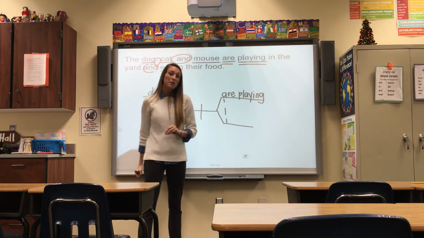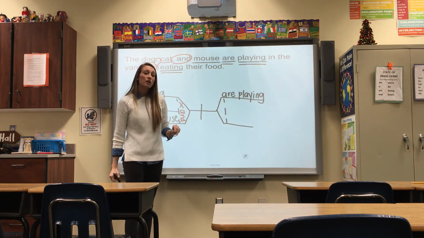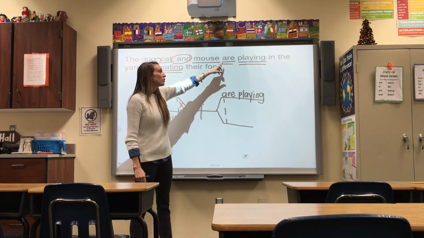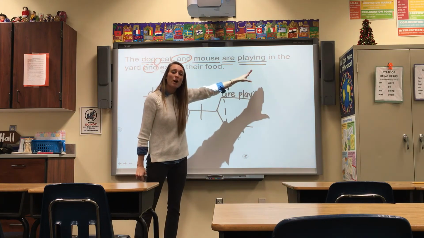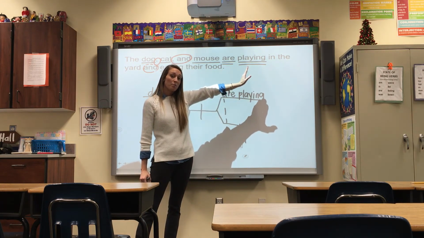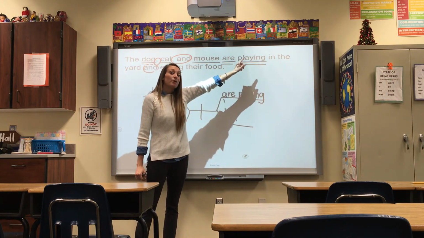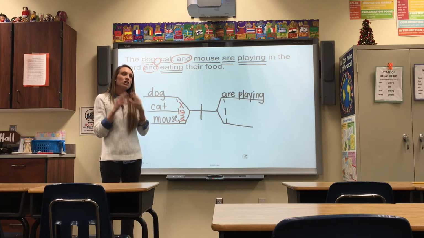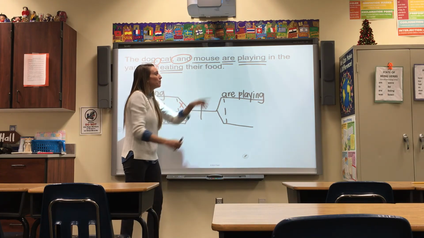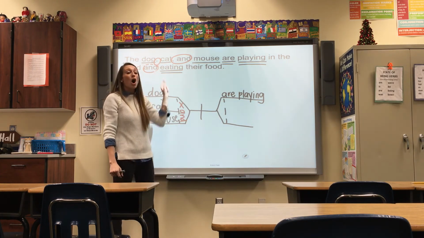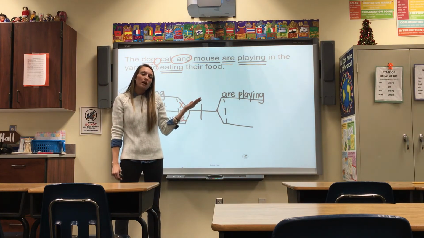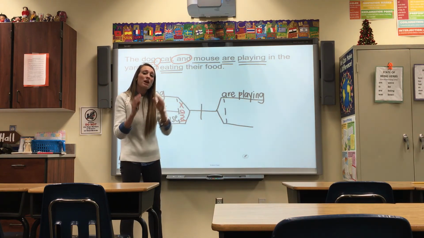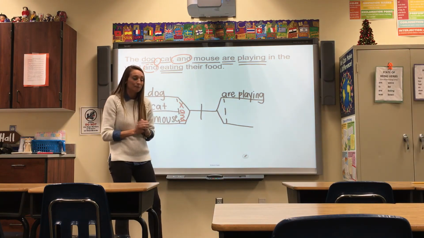Now, here's where some people get confused. This helping verb is helping playing, but since this is a compound verb, it is understood that this helping verb is also helping all of the rest of the compound verb. So are is not only helping playing, but it's also helping the verb eating. Because in English, it's understood that this is helping are playing in the yard and are eating their food. They just don't rewrite the helping verb several times. So we've put it next to playing, but we also have to put it next to eating.